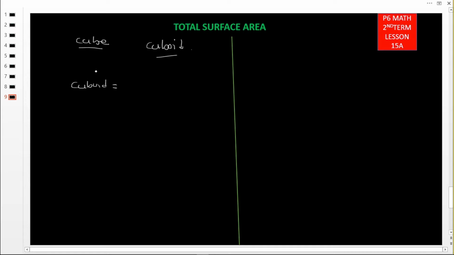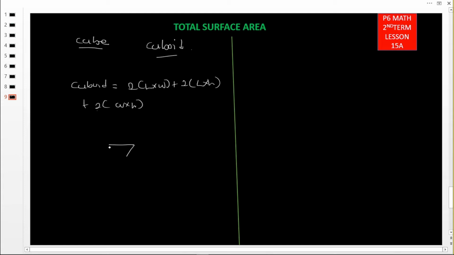where we said for a cuboid the total surface area is 2 into length times width plus 2 into length times height, and then plus 2 into width times height. Why are we using these terms? Simply because there are 6 faces and these faces are in pairs. Alright, so with a tube, what do you know about a tube?